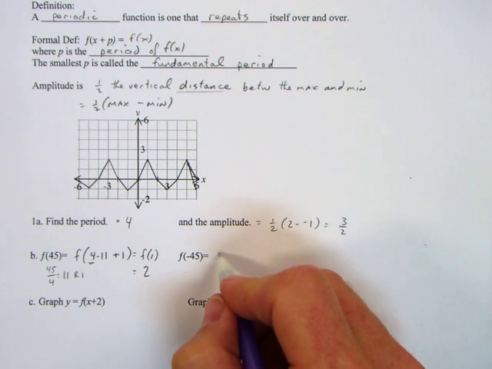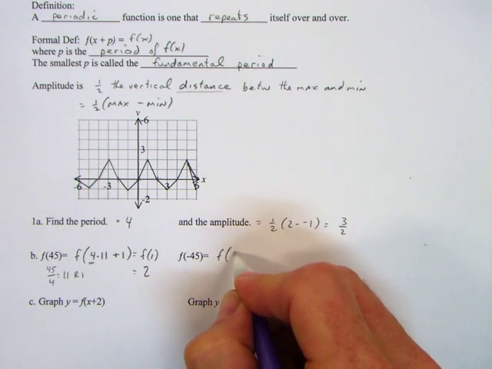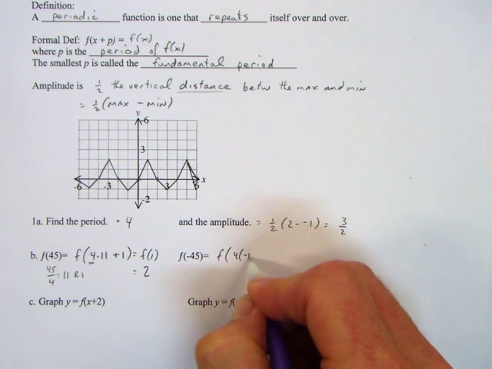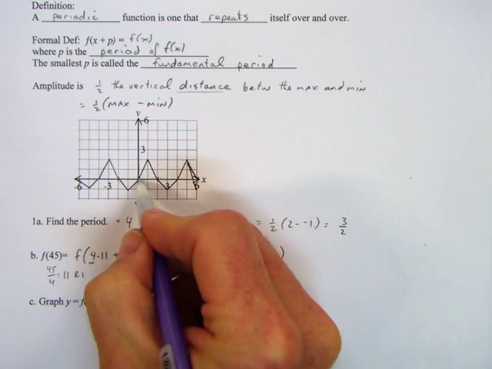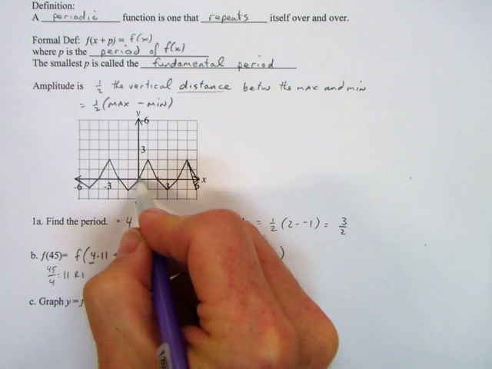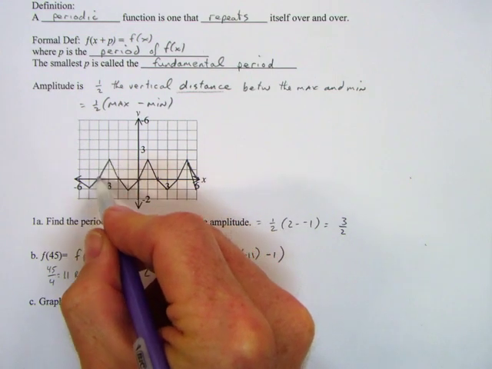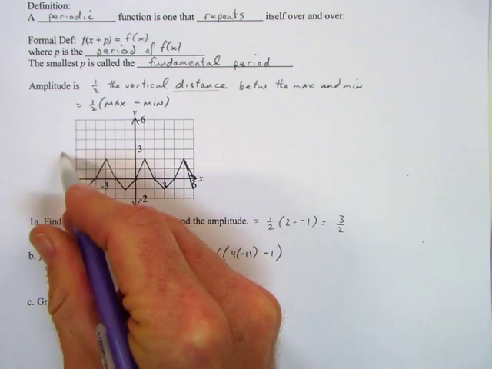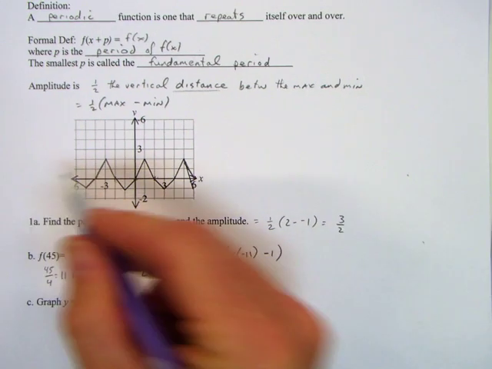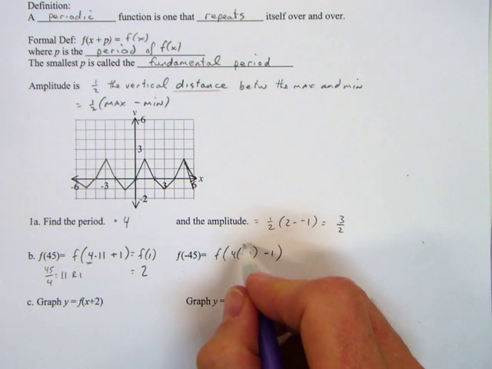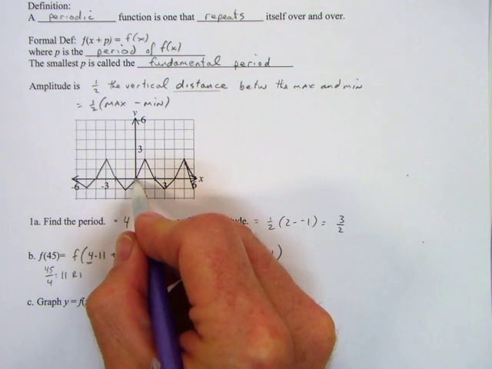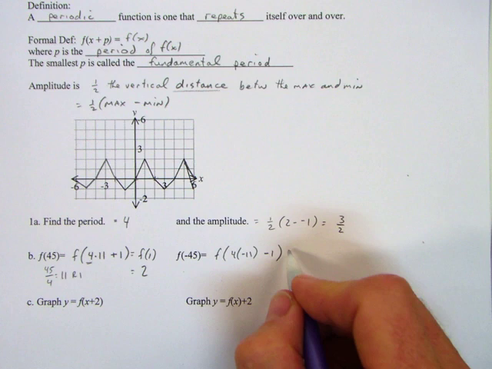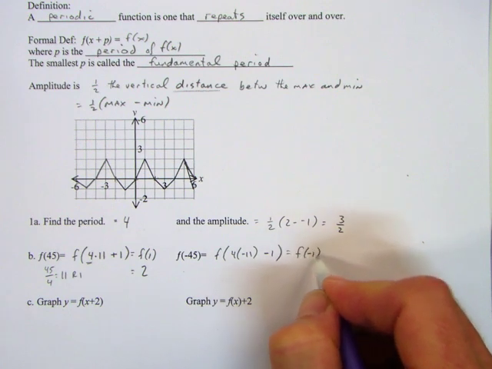Similarly, we can do the same thing on the other side. We can go, but this time we're going to say 4 times negative 11 minus 1. Why is it negative 11? Because instead of going in the positive direction, we're going to go in the negative direction. So negative 4 will be the same as negative 8, etc. And we'll keep on going, and that will end up at a point that has the same y value as the origin. So this will be equal to f of negative 1.